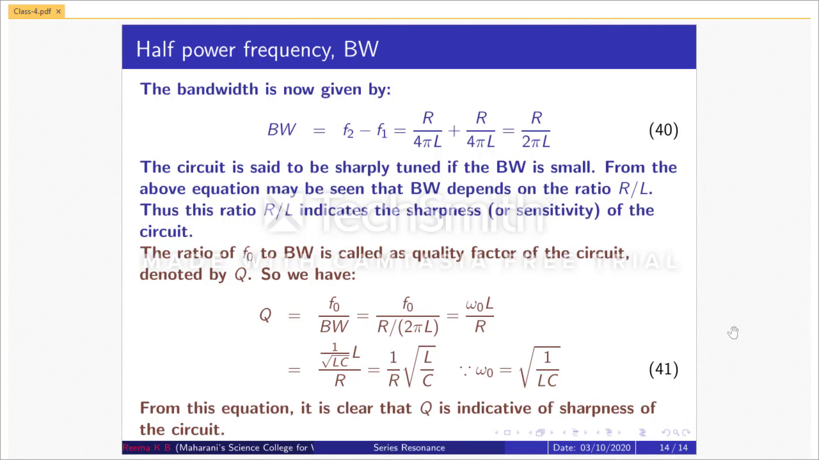The ratio of F0 to bandwidth is called the quality factor of the circuit, denoted by capital Q. So, we have quality factor Q is equal to F0 divided by bandwidth. Substituting for bandwidth in the expression for Q, we get Q is equal to omega naught into L by R. Therefore, Q is equal to 1 by R times square root of L by C, where omega naught is equal to square root of 1 by LC. From this equation, it is clear that Q is indicative of the sharpness of the circuit.